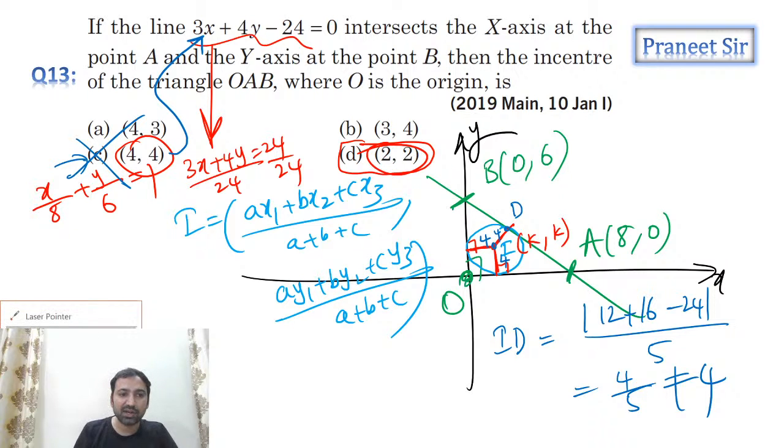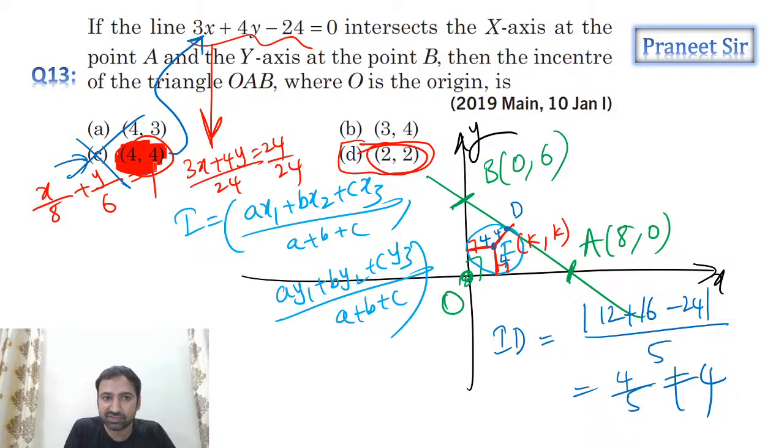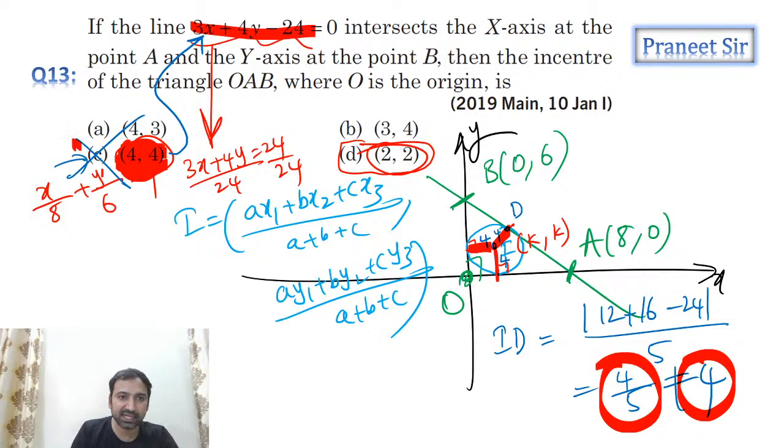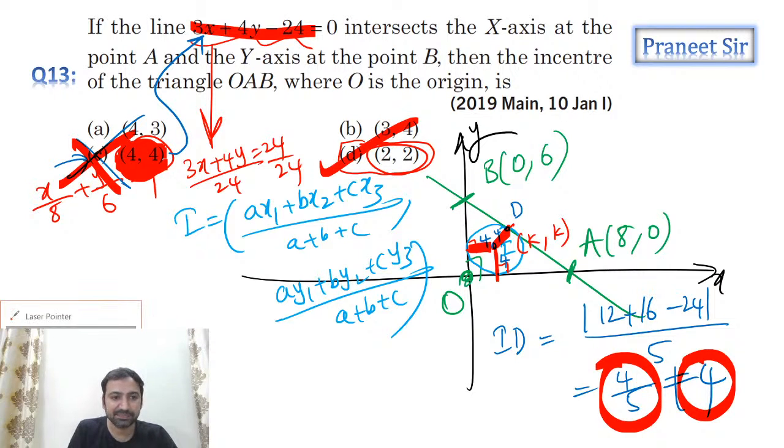I am assuming that (4, 4) is the required answer. If I assume the required answer is (4, 4), in that case this distance is 4, this distance is also 4, and this distance is also 4. But if I calculate the perpendicular distance from the incenter (4, 4) to this line, I am not getting 4, I am getting something else. So can I say that whatever answer I assumed is wrong, so the third option is wrong, and the only option satisfying is option D, that is the answer.